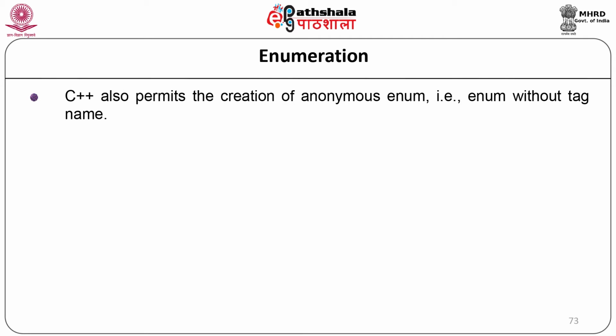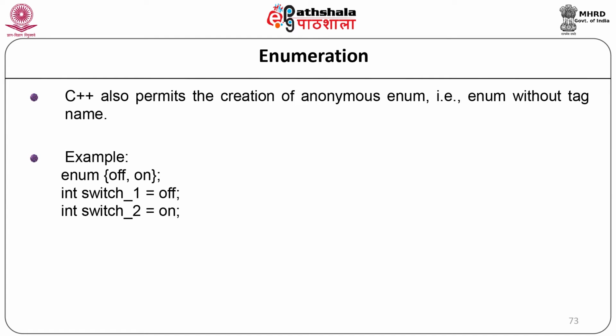C++ also permits the creation of an anonymous enum, that is, an enum without the tag name. So the example is enum { on, off }. Here the tag name or the variable name is not present.